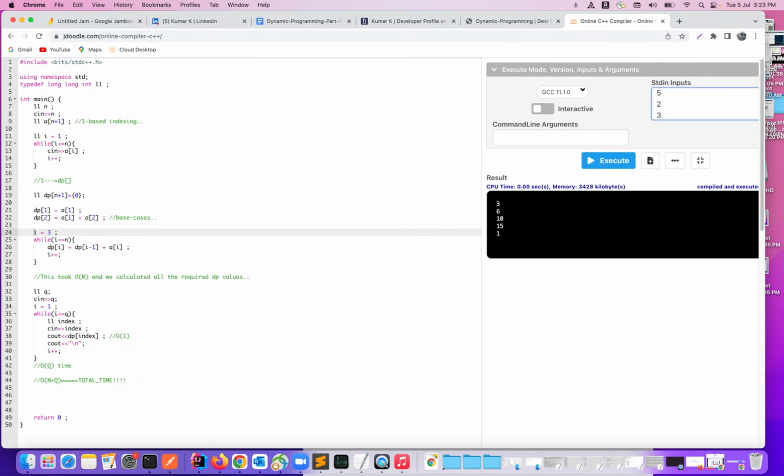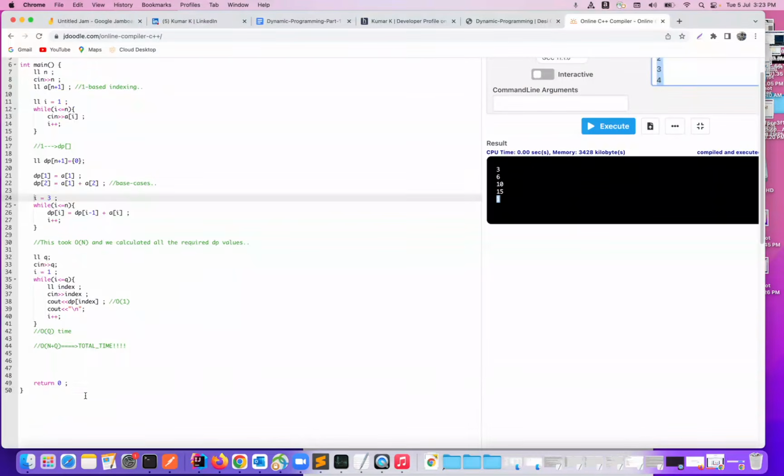So the first query was what? 2 means sum of first two numbers. So see, it is 3, which is correct. Then sum of first three numbers, which is 6. Sum of first four numbers, 10. Sum of first five numbers, 15. Sum of just the first number, 1, which is 1. So our strategy is absolutely correct. And this is the input I'm using. Let me just copy paste it down here.